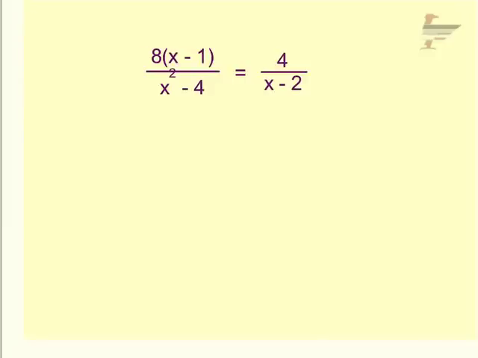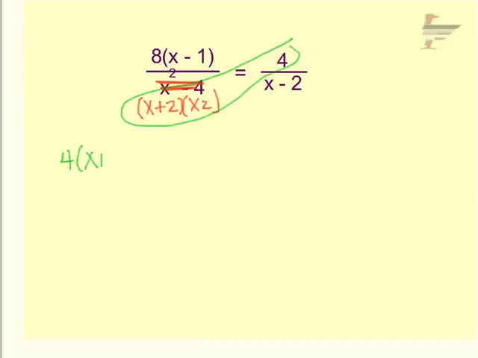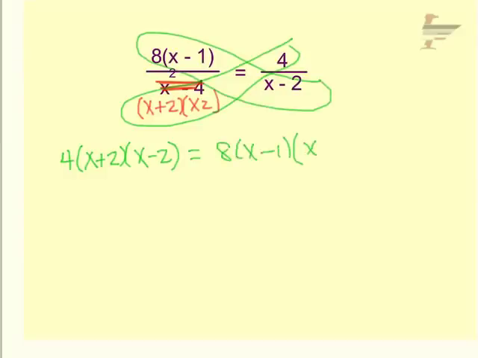Alright, so quickly here we're looking at a fraction equal to a fraction. We've done quite a bit of just factoring when we can. This x squared minus 4 is x plus 2, x minus 2. Let's look at it that way, because we'll be able to do a nice little trick with this. So when you cross multiply, we're going to take 4 times (x plus 2)(x minus 2) equals (8x minus 1) times (x minus 2).